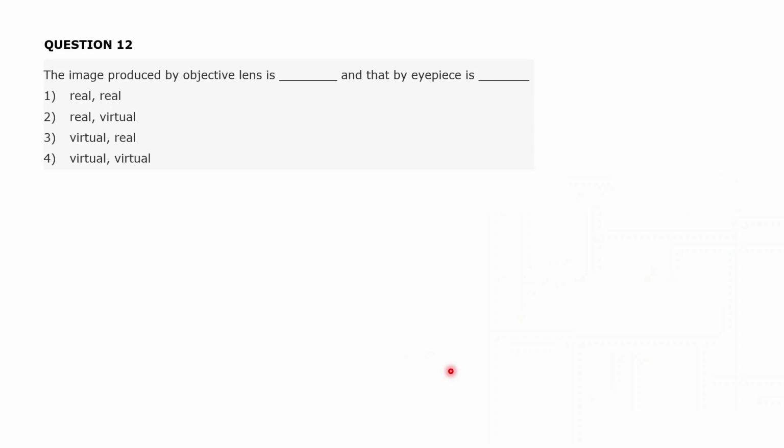So coming on to question number 12. I have basically given you the answer. The image produced by the objective lens is which one, and that of the eyepiece is which one? First option is real, real; second is real, virtual; third is virtual, real; or virtual, virtual. Which might be the answer?